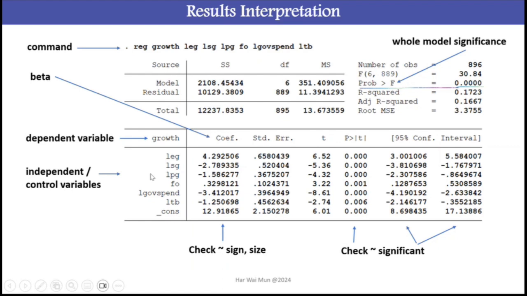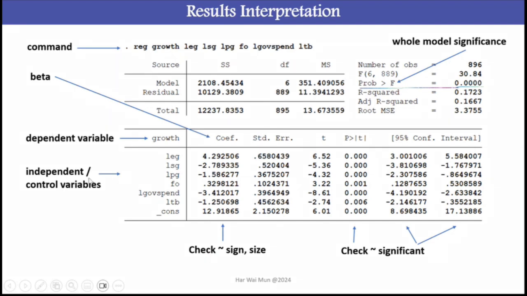If this one is not logged, it's just the economic globalization index, so you interpret it as a 1 unit, one index point, increase in EG, which will give you a 4.2925 percentage increase in growth, because growth is in percentage. So interpret it like that. All these are coefficients, which are just your beta 1, beta 2, beta 3, beta 4, beta 5, beta 6.